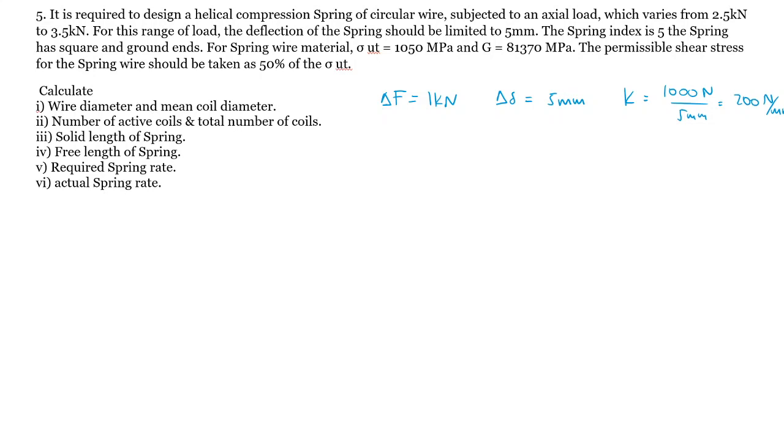Spring index is 5. So C, which is D over d, is 5. Has square and ground ends. Spring wire material is SUT 1050 megapascals, and G, that's known. And the permissible shear stress of the spring wire should be taken as 50%. So they're telling me that SSY is 50% of SUT. Remember that this value changes depending on the type of material that you're using. And if SUT is not given, in this case it is, so 525 megapascals, you would use this table that depends on the diameter.